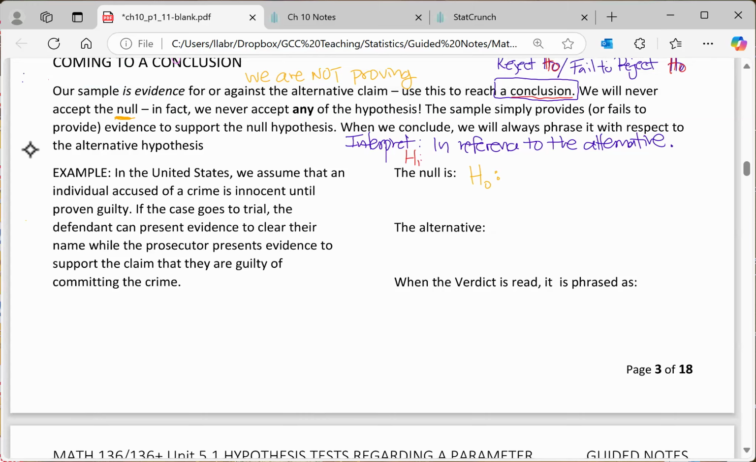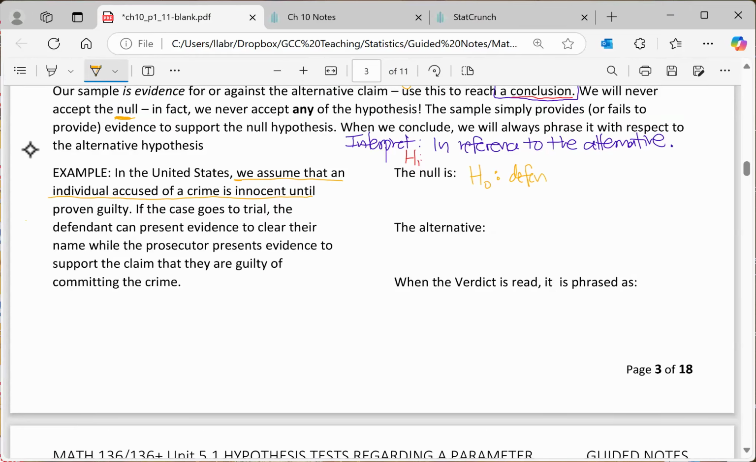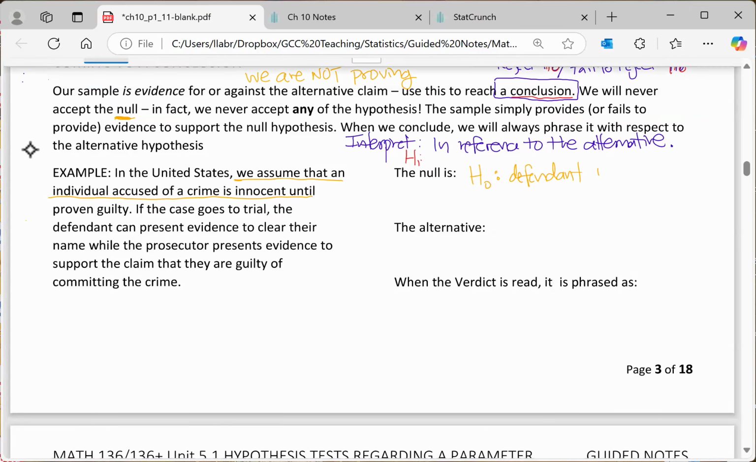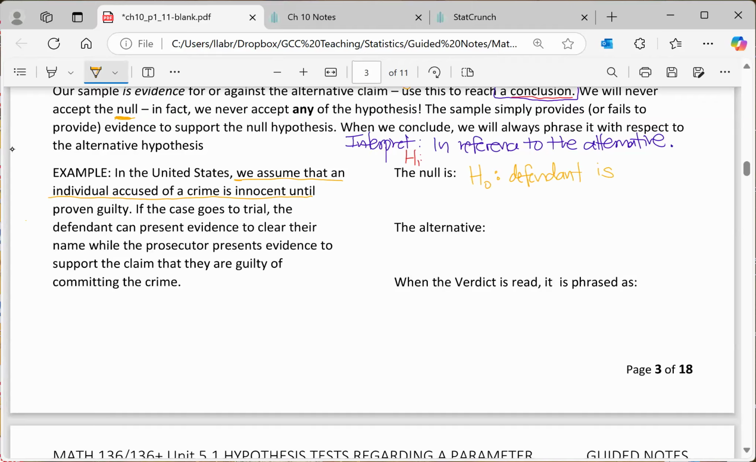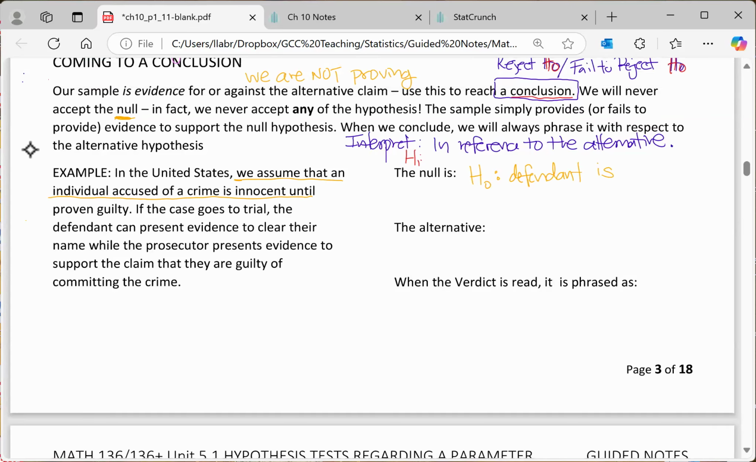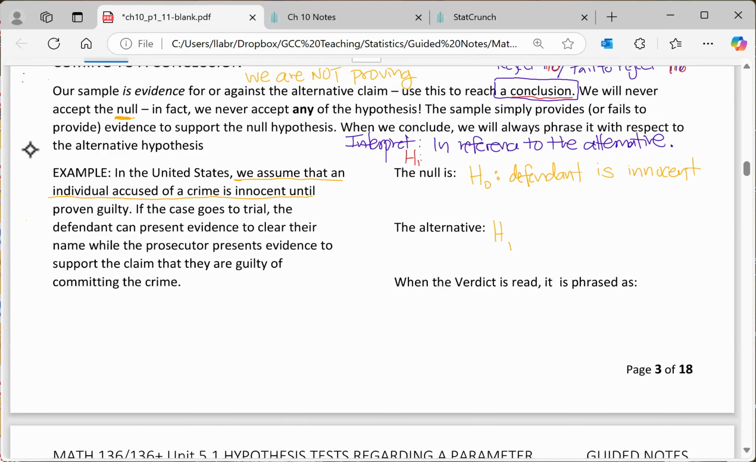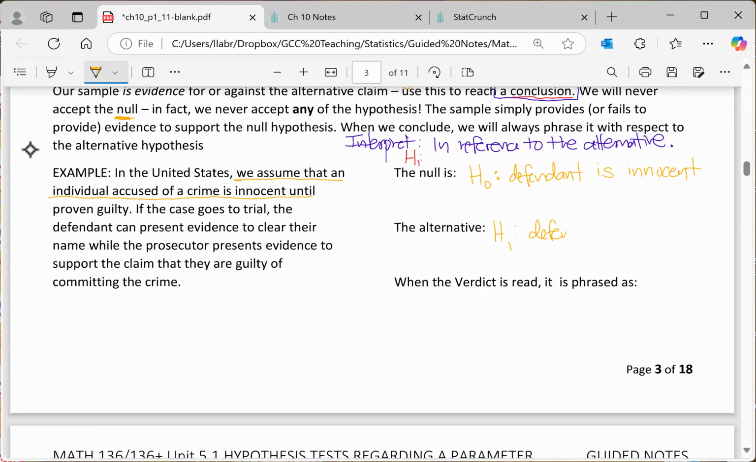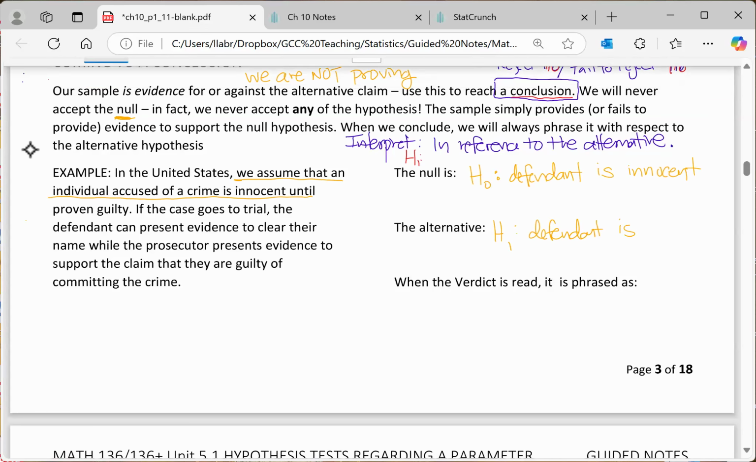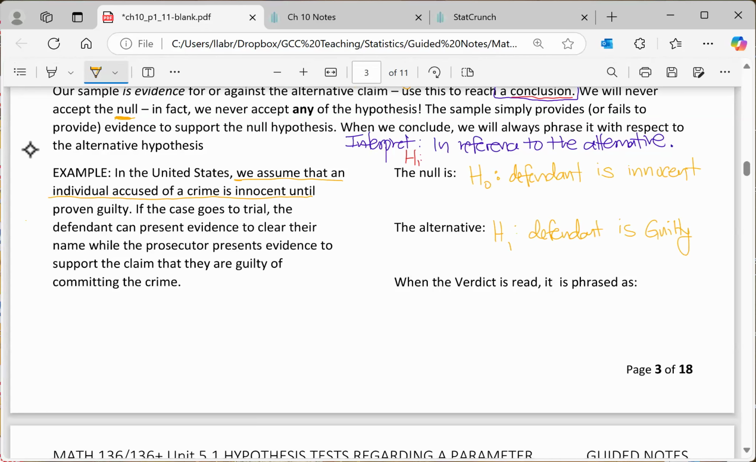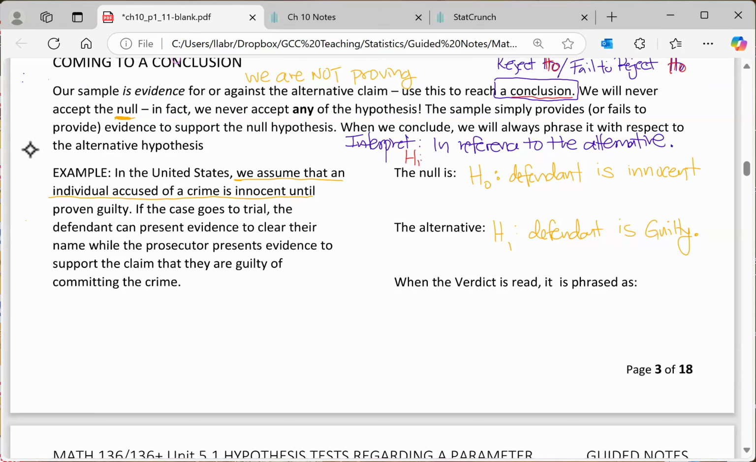The null hypothesis, according to this, is what we assume to be true in the United States: the defendant is innocent. We're going to assume that everyone's innocent. Then the alternative, which is what we're trying to show, is that the defendant is guilty. So, innocent and guilty.